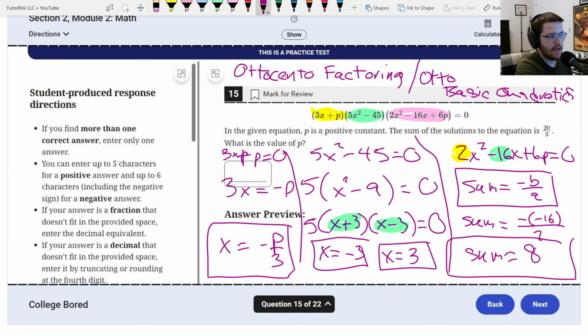So now it says the sum of the solutions to the entire equation is 20 over 3. So see, even though we didn't know those two solutions for the 2x squared minus 16x, we know what their sum is, and that's all we care about, right? We don't care what they are. All right, anyway, we're going to add all these up. Negative p over 3 plus negative 3 plus 3 plus 8 equals the sum they told us, 20 over 3.